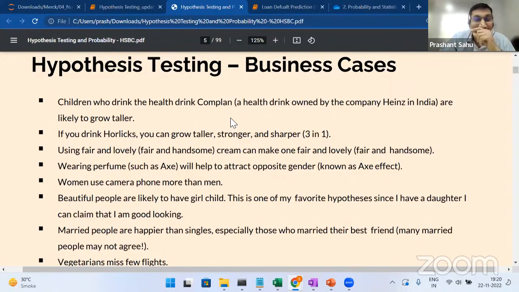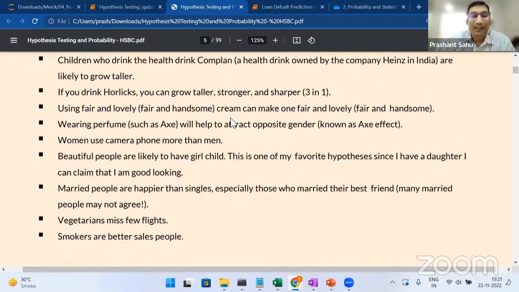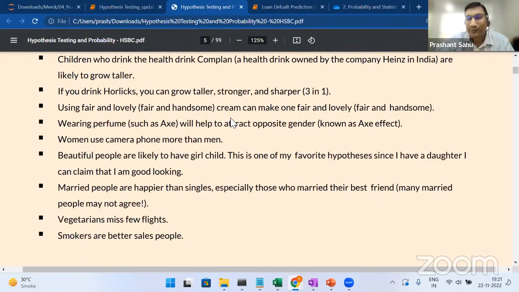Actually, Axe, everyone knows about it. Axe effect. There is another claim that women tend to use camera phones more than men. Beautiful people are likely to have a girl child. Also, this is one of my favorite. I also have a daughter. So definitely I'm good looking. Married people are happier than singles, and so on and so on.